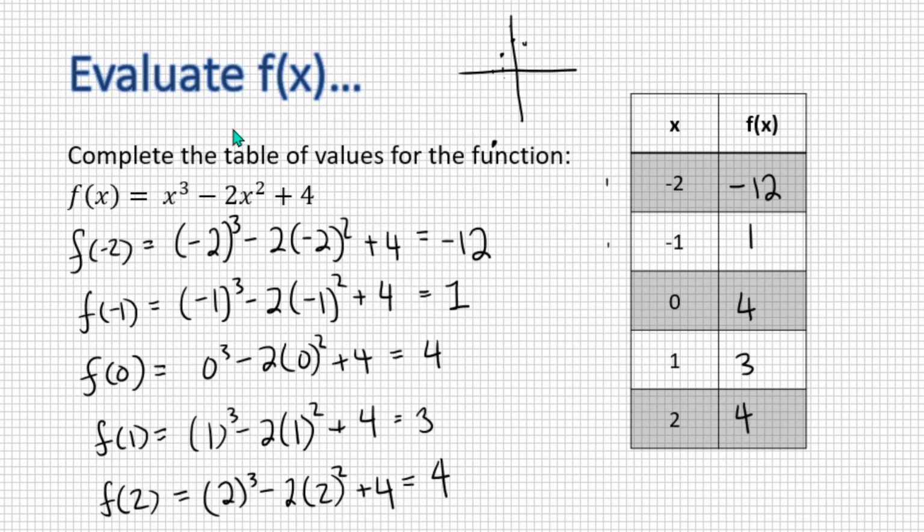And then it dips down and it goes back up, and it's doing this kind of crazy shape. And if I needed to know more, I could keep adding x equals 3, x equals 4, and see what happens. I imagine it'll probably end up doing something like this.